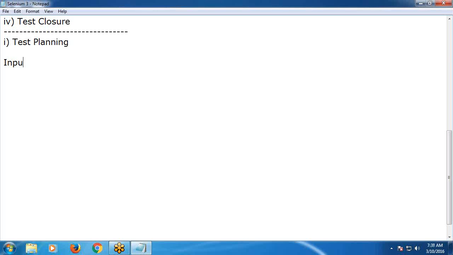Input are references, next tasks, next output. Output of every phase is input for the next phase. Say next, Gurunath, what are the input or references for the test planning phase in software test life cycle?